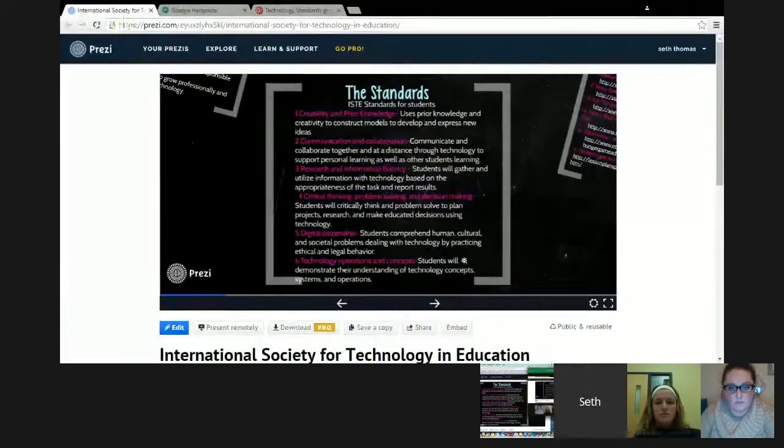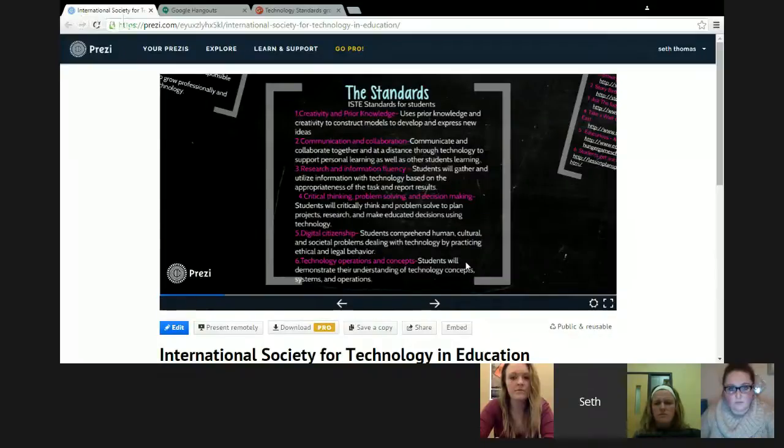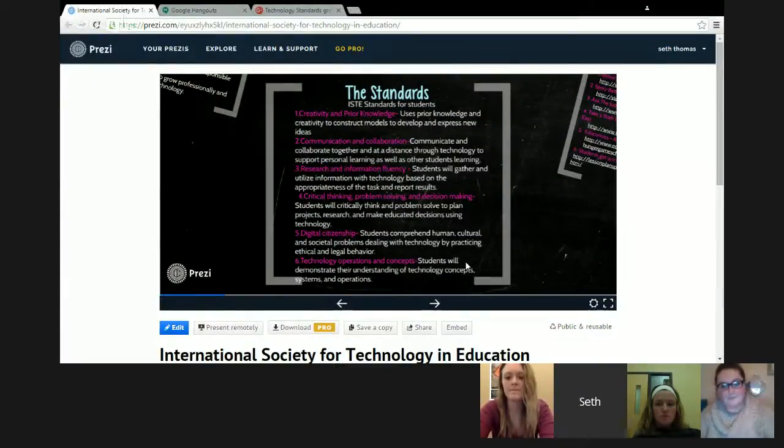Student standard number 4 is critical thinking, problem solving, and decision making. Students use critical thinking skills to plan and conduct research, manage projects, solve problems, and make informed decisions using appropriate digital tools and resources. The connections made here were equitable access, which they need reliable access to the content and emerging technologies to complete these tasks, as well as skilled personnel, where educators and other leaders skilled in the selection and effective use of the appropriate resources is vital for them to know which resources to use.